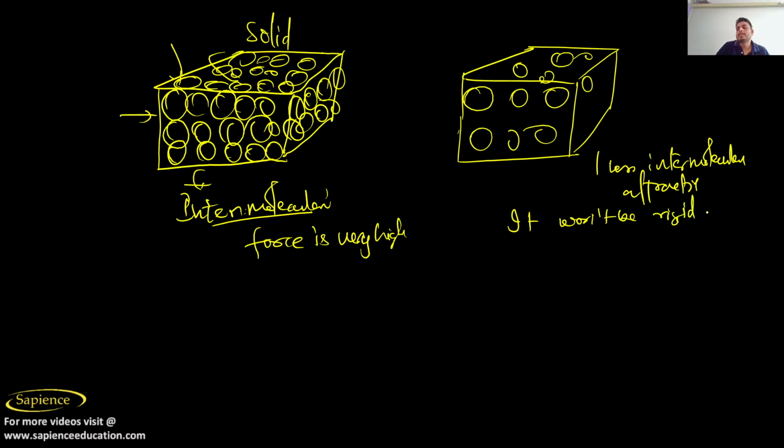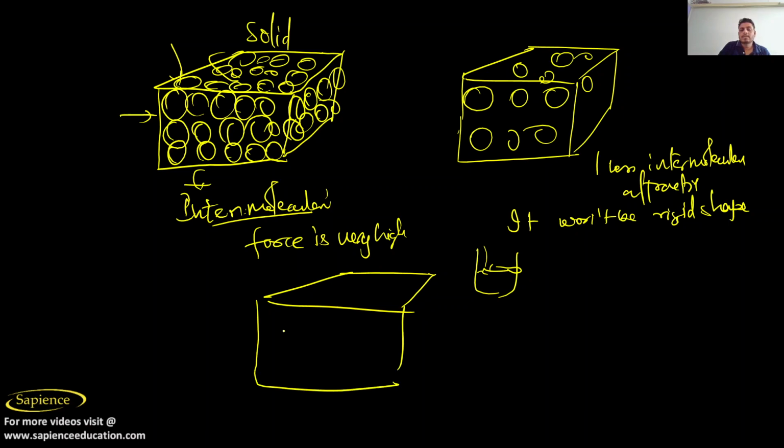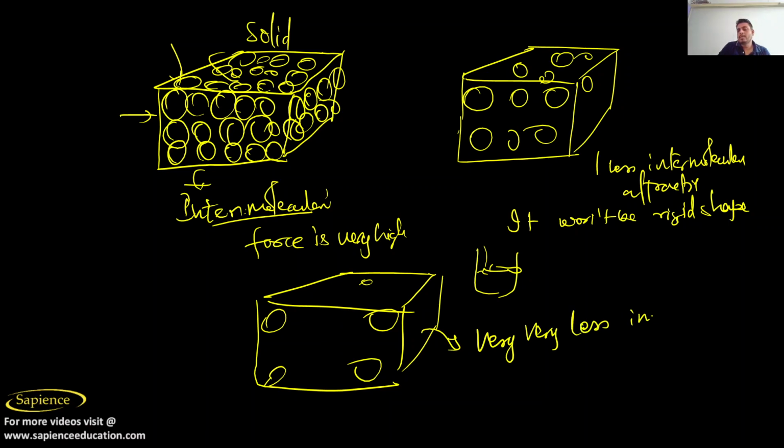That's why you have seen that if there is a liquid and you pour it into any container, it will take the shape of the container. So there is no rigidness at all. When I talk about gas, gas has a very large separation between its atoms, so it has very little intermolecular force.